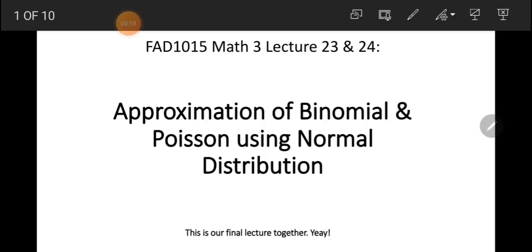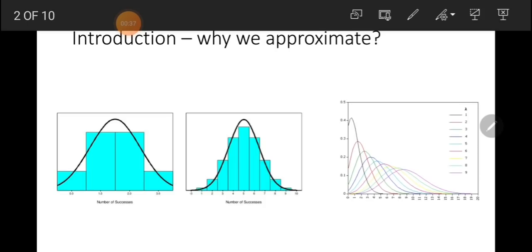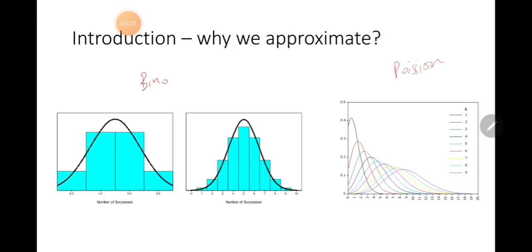Okay, so this week we are going to look at the approximation of binomial and Poisson using the normal distribution. A little bit of introduction on why we should approximate. Last time, when we did not have the technology, we did not have calculators that can calculate for whatever value of n and p. Back then we needed to use the statistical table, and the limitation of the statistical table is that it only gives certain values of n and also p.